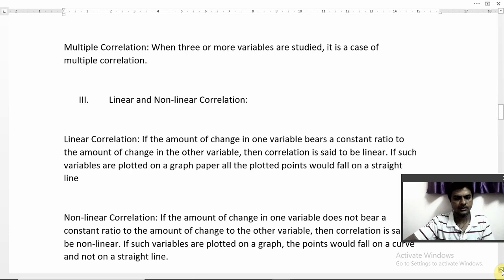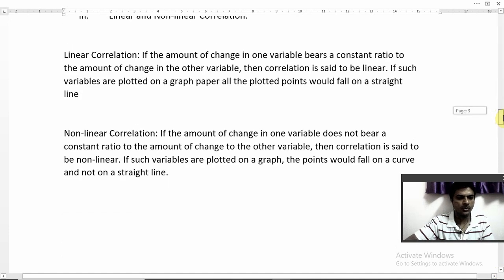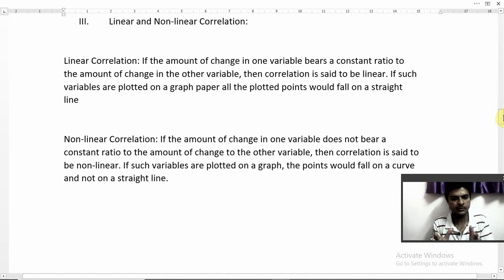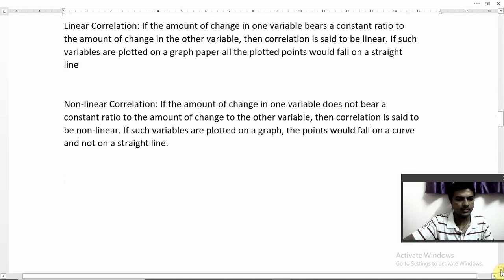Yes friends, the last one here is non-linear correlation. If the amount of change in one variable does not bear a constant ratio to the amount of change in the other variable, then correlation is said to be non-linear. If such variables are plotted on a graph, the points would fall on a curve and not a straight line. You take a number of points and plot the graph. Whatever graph you have plotted will not be a straight line; it will be a zigzag curve when you connect all the points. Such correlation we take as non-linear correlation. Yes friends, this completes the types of correlations.